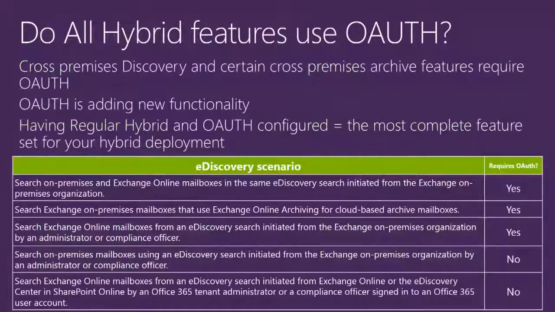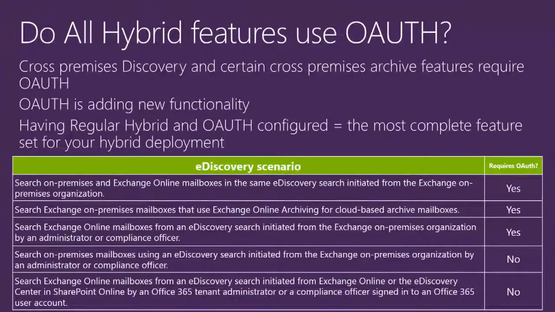So what features work with OAuth? As I said, it's mainly the cross-premises discovery between archives. So an on-premises mailbox and archive in the cloud, on-premises mailbox, mailbox in the cloud with the discovery search from on-premises.